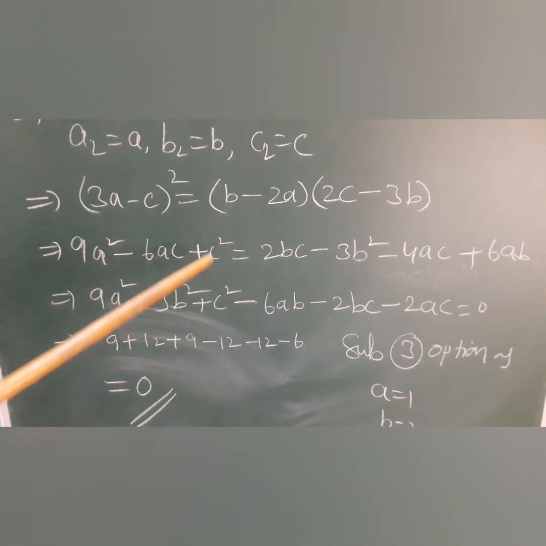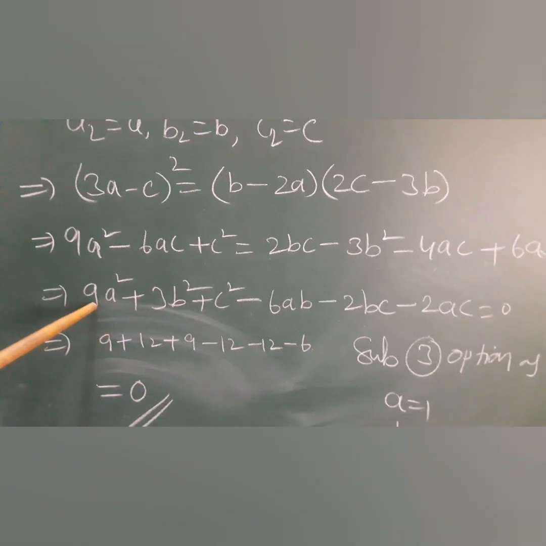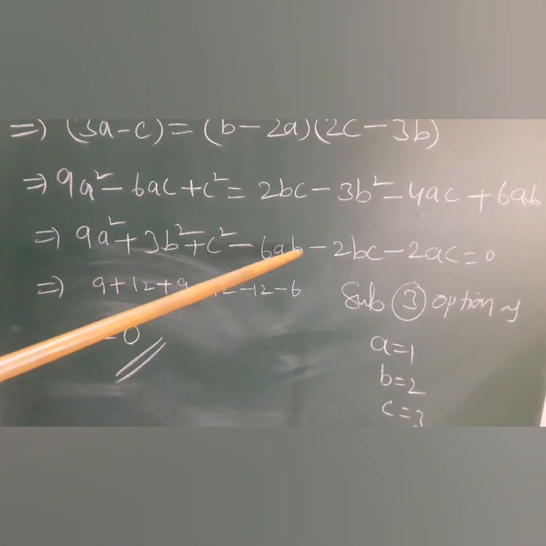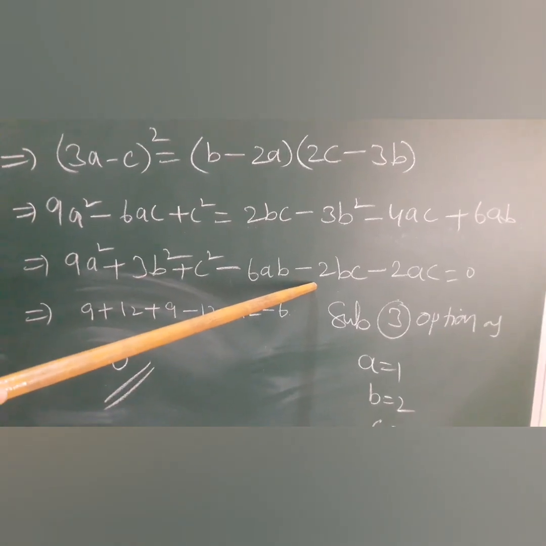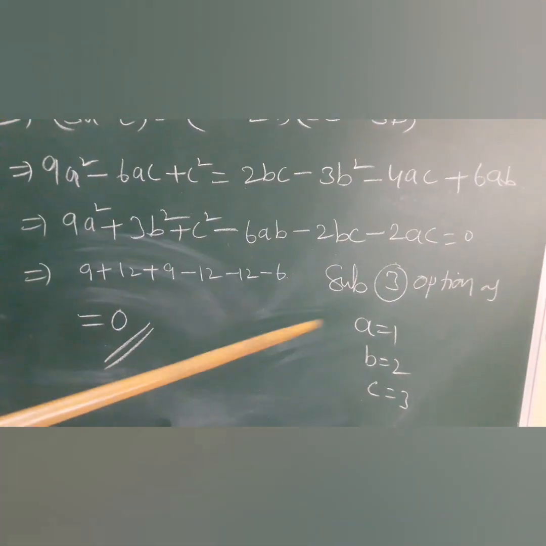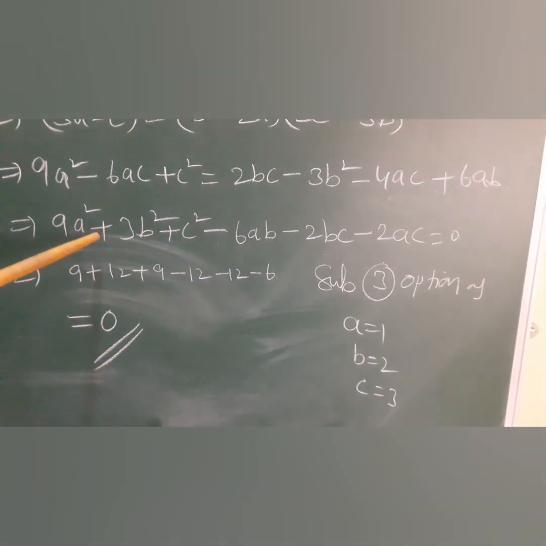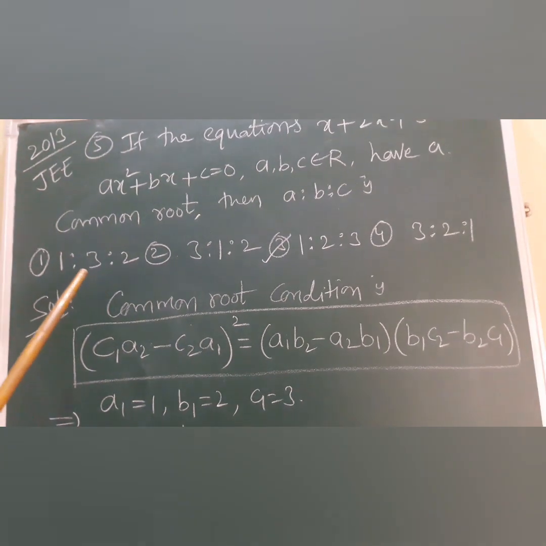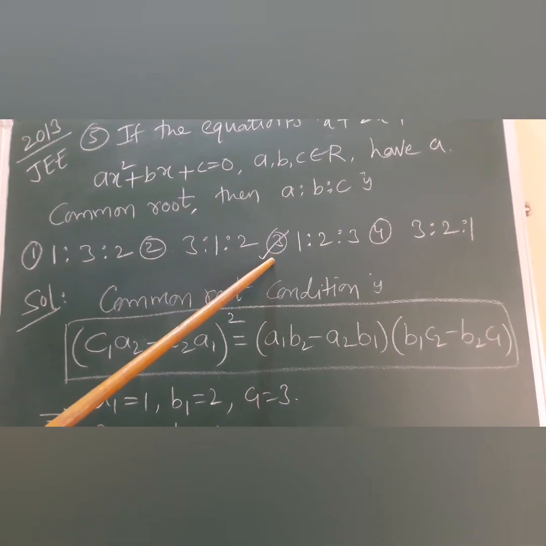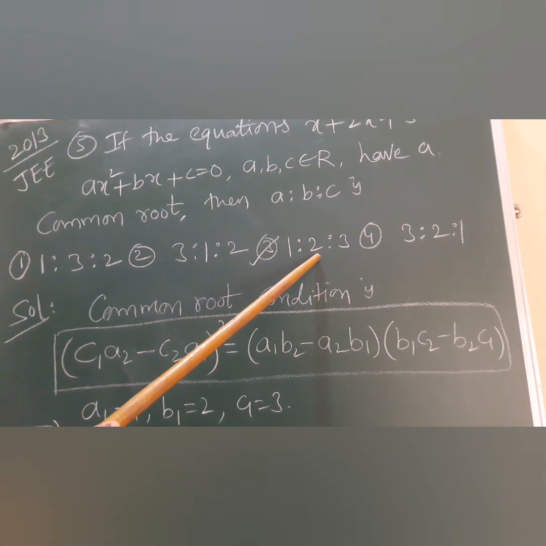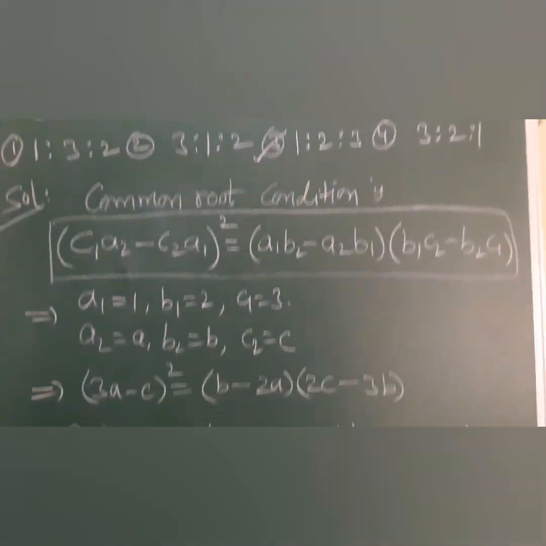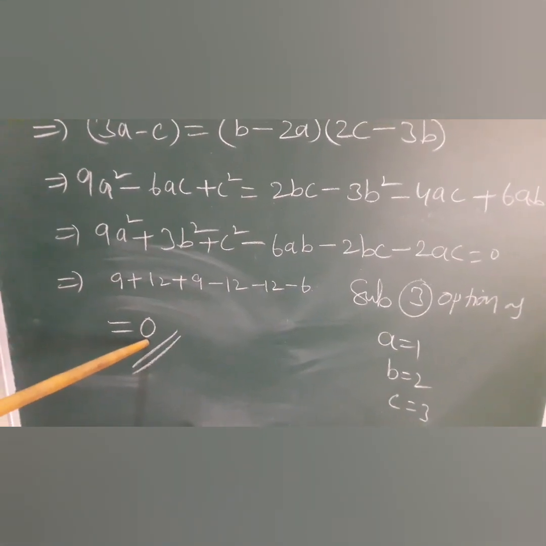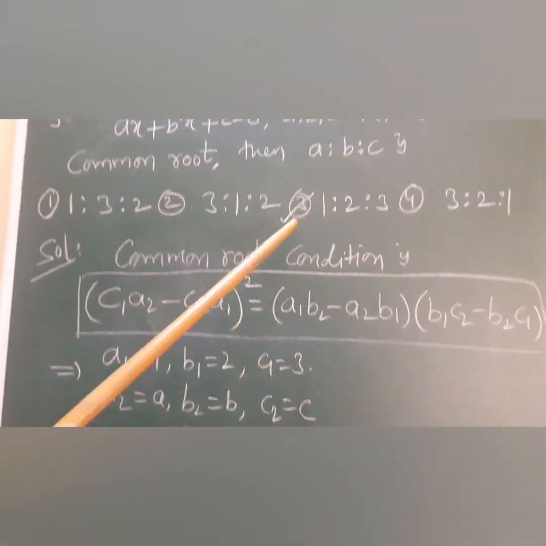By simplifying, we get 9a square plus 3b square plus c square minus 6ab minus 2bc minus 2ac equal to 0. In this condition, we have to substitute the given options one by one. For example, if you take the third option, a value 1, b value 2, c value 3. Let us substitute and check this value. That is 0. So therefore, our option is the third one.